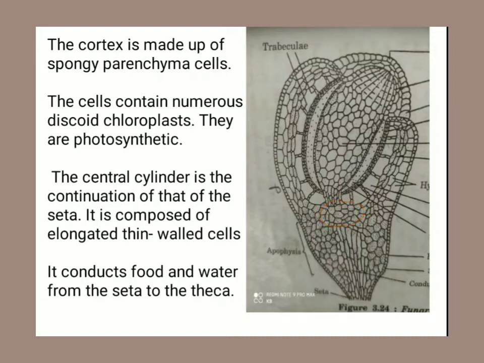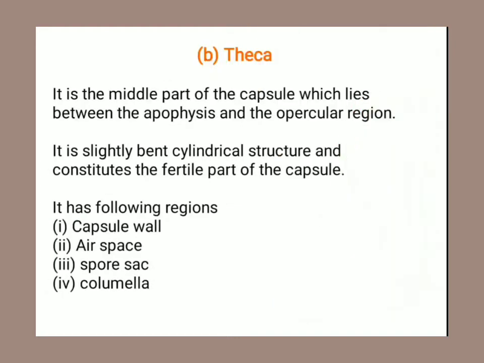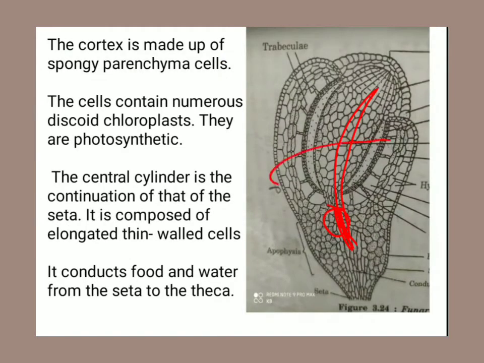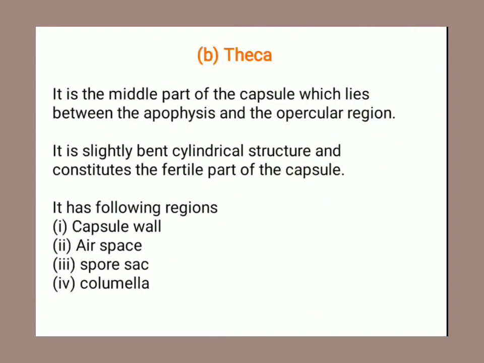Okay, this is the middle portion, the elongated cells, and these elongated cells conduct food and water from the seta to the theca portion. You can see in this figure, this is the theca. It is the middle part of the capsule.